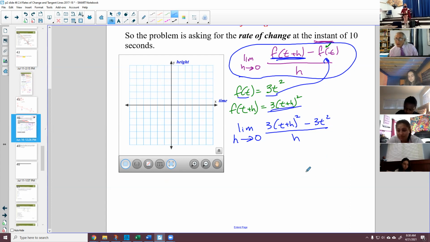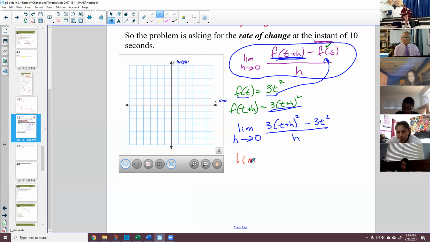Now, I'm trying to get to a point where I can do substitution. Can I do substitution yet? Let's ask Alex again. Can I do substitution yet? No. Why not? I want to. Because if you plug in 0, the denominator would be 0. I think you're right. Can't substitute yet. So I'm going to do some more algebra here.